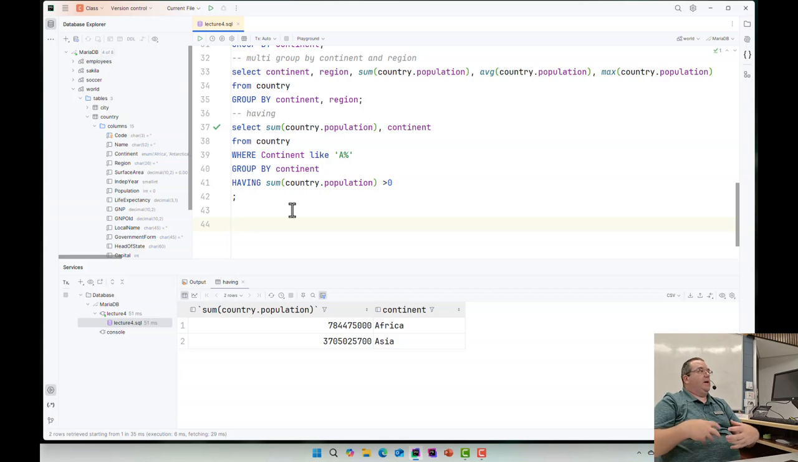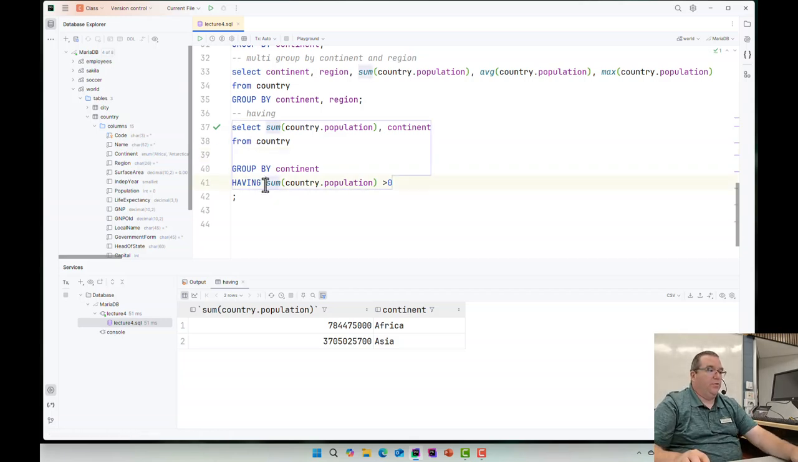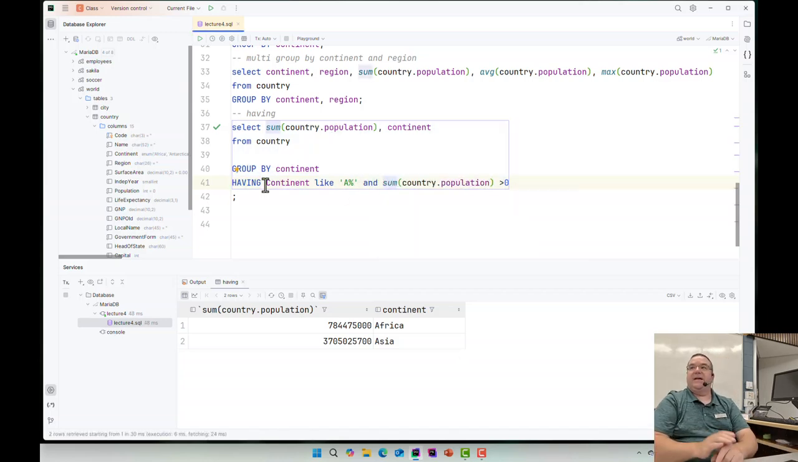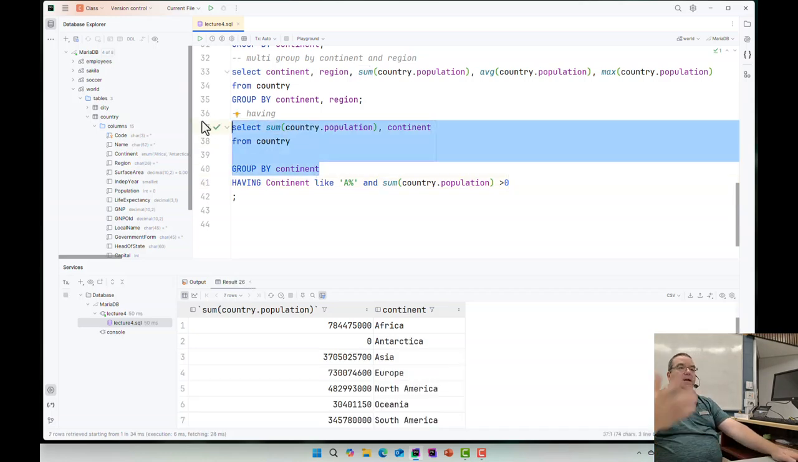The reason why I say this confuses people is because I've had students throw a where clause in the having, and it'll do the exact same thing. Here's why this is bad. It actually runs this right here and does the math on all the rows in the table, and then you're filtering out where the continent starts with A.